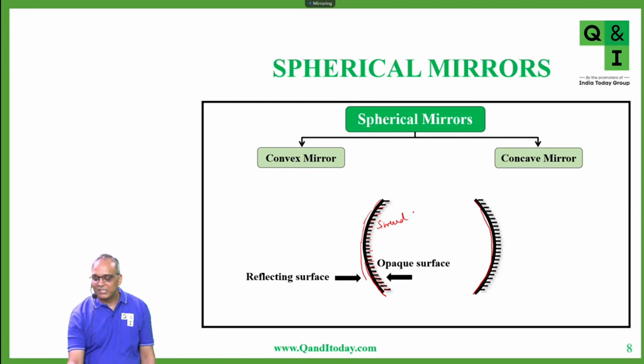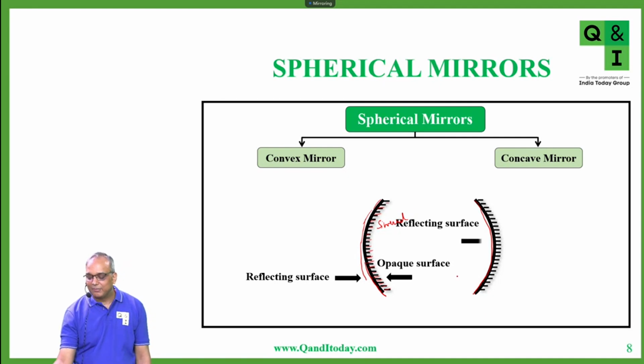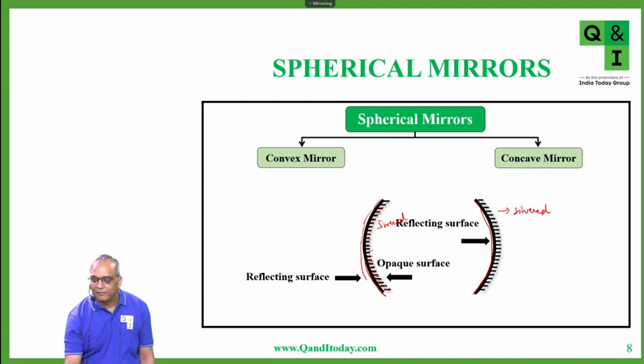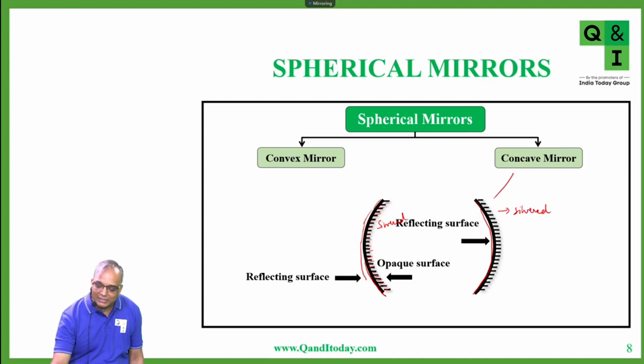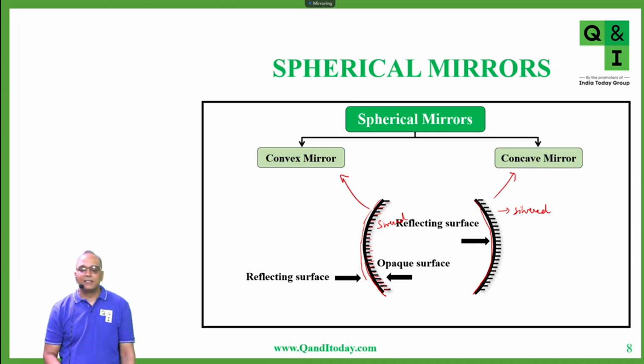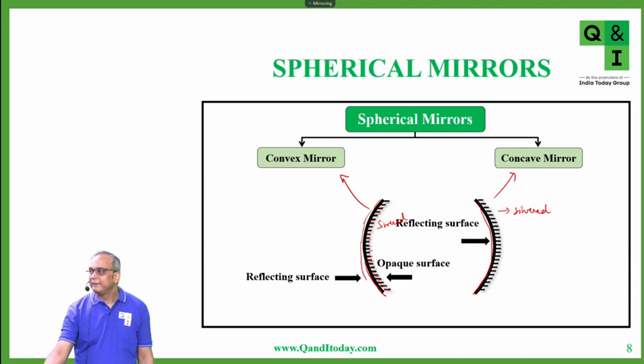Okay, so which is opaque surface. And similarly, the reflecting surface here is the inner surface, and the outer surface is your silvered part, which makes it a mirror. So this is your concave mirror, and the left figure is your convex mirror. Is it clear, students? You are able to understand concave and convex now? Let's go ahead.